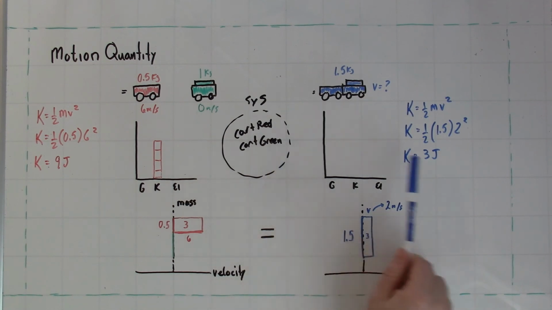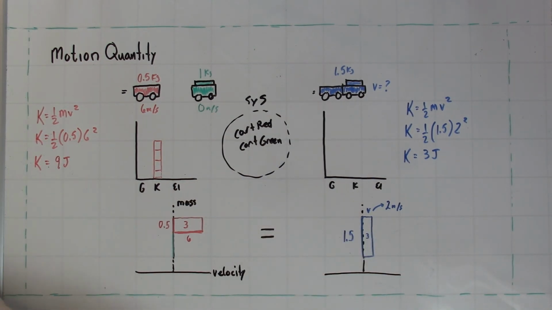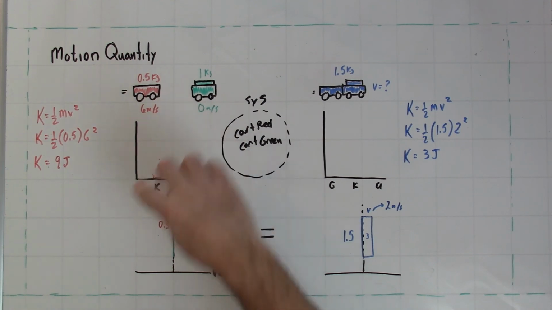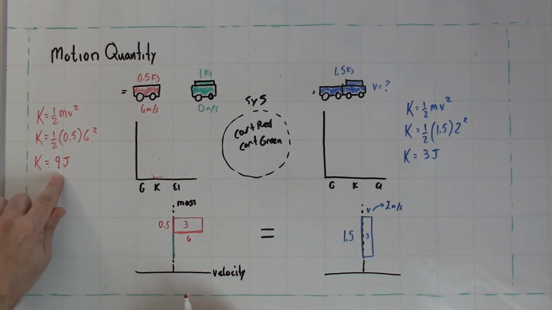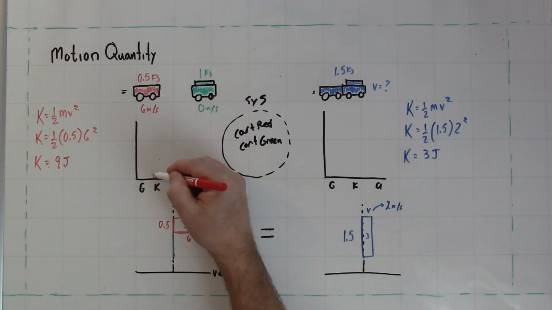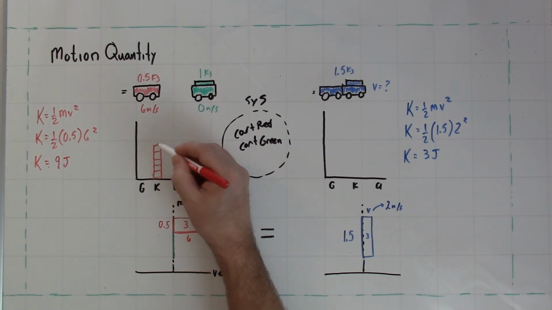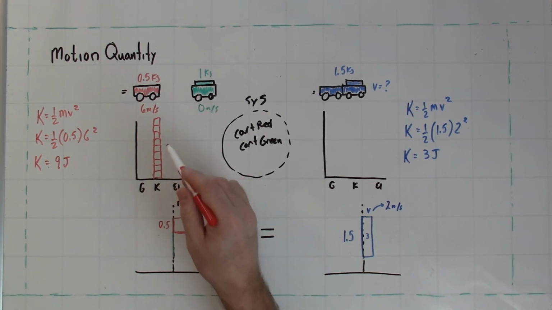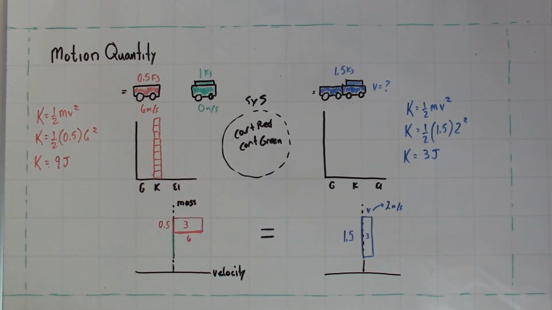In fact, if I started with 9 and I lost 3, it looks like I've lost 6. So let's change our diagram so it's a little bit more representative. I'm going to do something fun, and I'm going to make this so it's 9 boxes tall, so each box is 1 joule. So I have 1, 2, 3, 4, 5, 6, 7, 8, 9. So the total energy is 9 joules here, each box being 1.